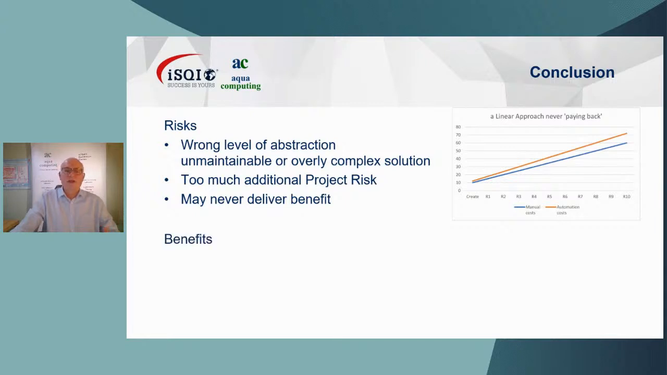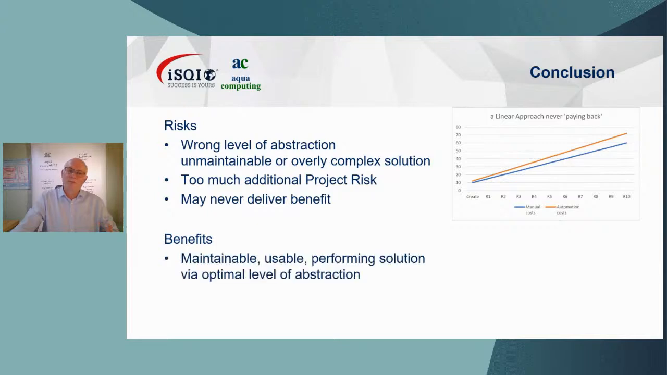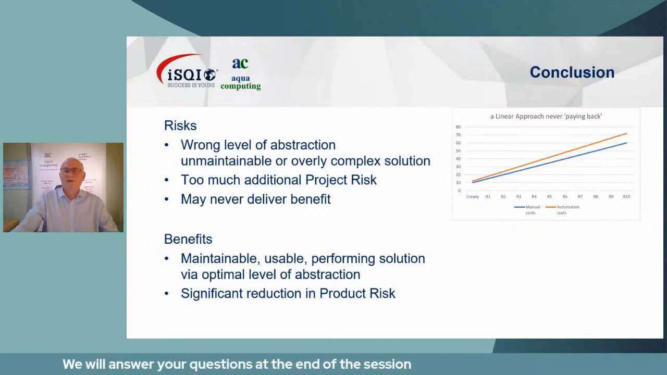So the benefits then, when we get the right approach, if we get the optimal level of abstraction, is that we've got maintainable, usable, and performing scripts that can deliver speed and accuracy. And that's the irony of test automation, that what we're trying to do is significantly reduce product risk. But when we get it wrong, it's the other way around. We just add additional project risk.